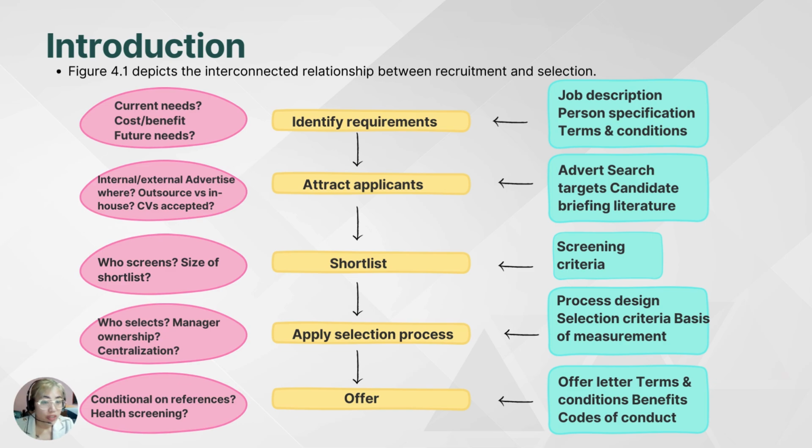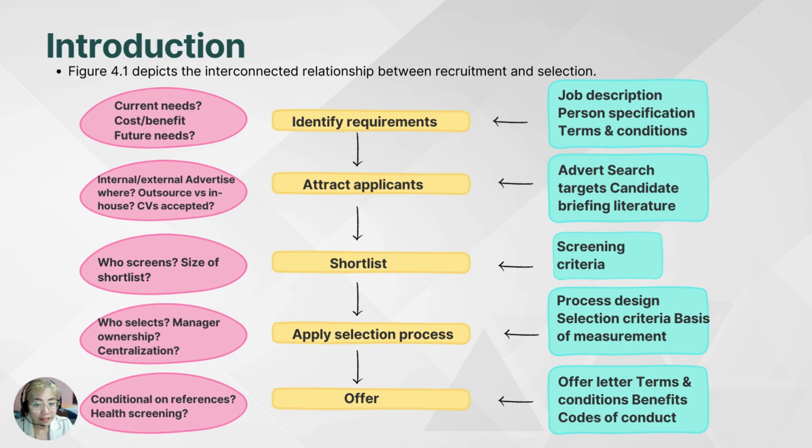Figure 4.1 depicts the interconnected relationship between the recruitment and selection processes involved in finding the right person for the job. Recruitment focuses on attracting a pool of qualified candidates, while selection involves choosing the most suitable person from the pool. This slide outlines the steps typically followed in recruitment and selection.